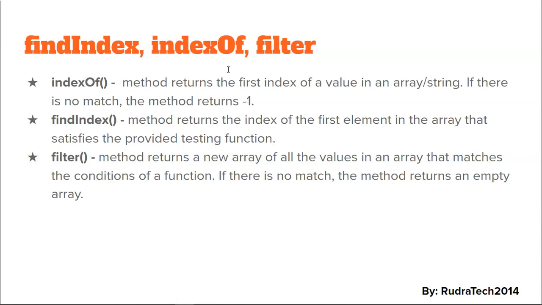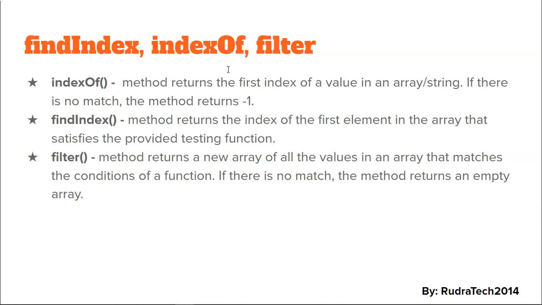Now moving ahead with our video: findIndex, indexOf and filter. The indexOf method returns the first index of a value in an array or a string. If there is no match, the method returns -1. Then the second method, findIndex. This method returns the index of the first element in the array that satisfies the provided testing function. So in this case, we are using a certain function to get the index of the searched value.